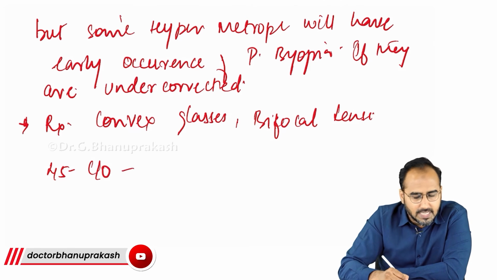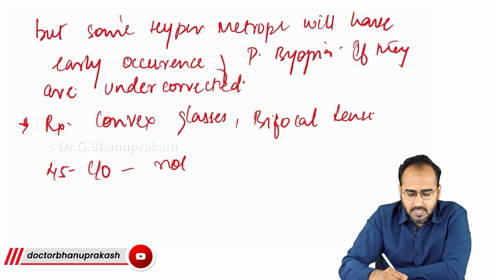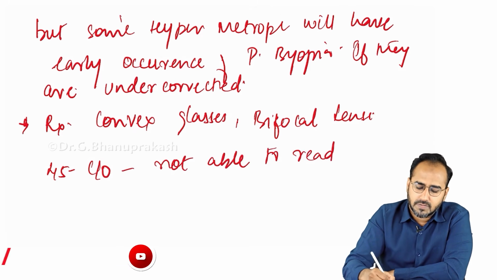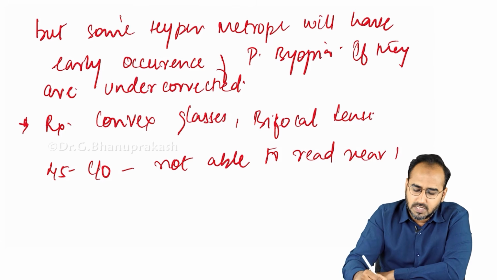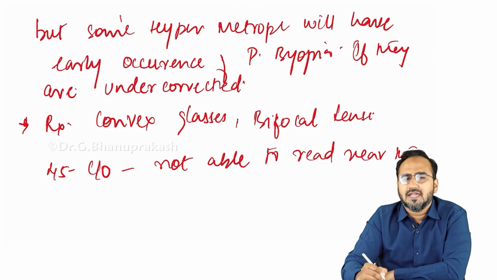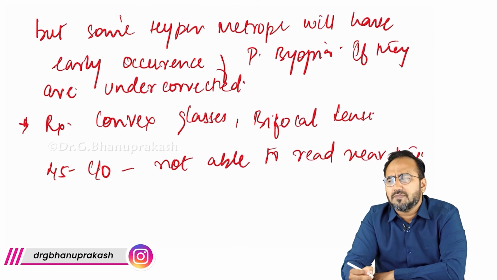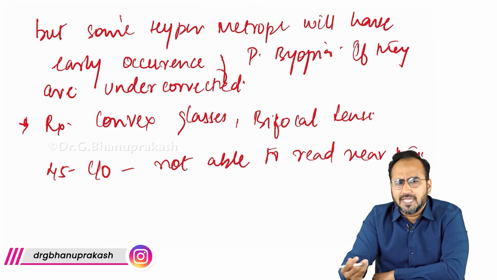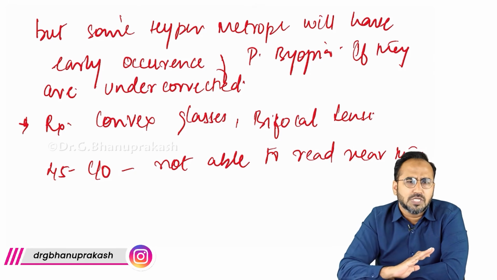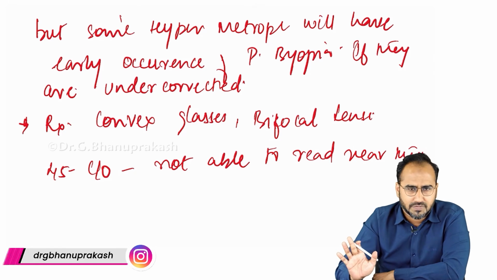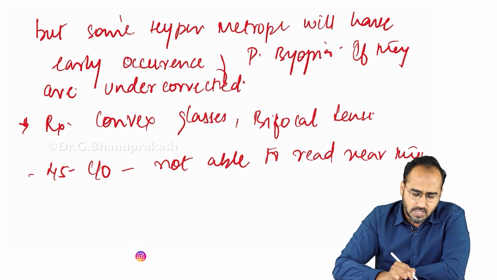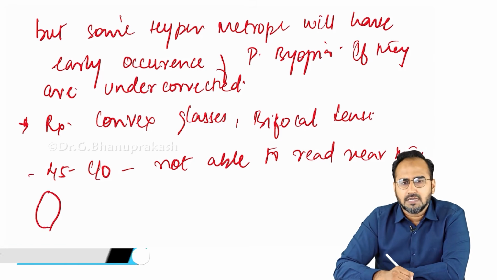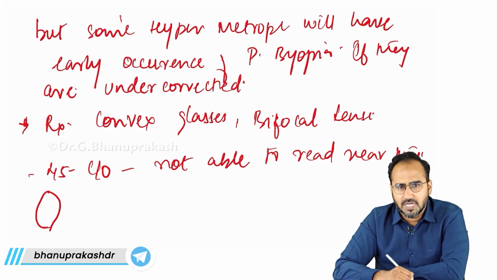Now guys, imagine a patient is there who, at the age of 45, is complaining that, doctor, I am not able to read near things. Is it normal or abnormal? It is totally normal. You have to explain to the patient that after the age of 45, you have become presbyopic. Age-related hypermetropia is presbyopia. Now, you have given him convex glasses, magnifying convex glasses.